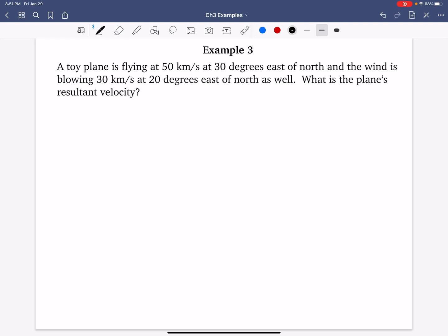Okay, so here in example 3, it's dealing with a toy plane flying at a speed at an angle east of north, right? At the same time, there's wind blowing fairly quickly at a speed and an angle east of north as well. Solving this problem won't be too different from previous examples, so if you would like, feel free to pause the video now, work it out, and then unpause later to watch how we do it.